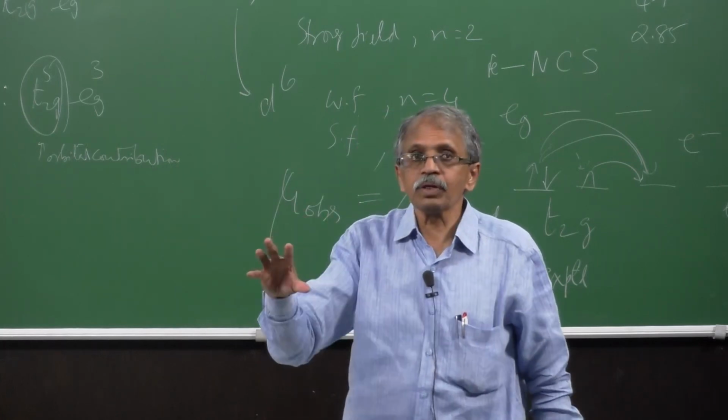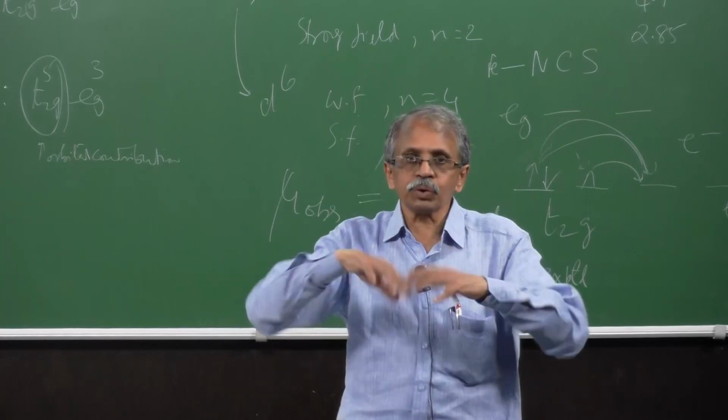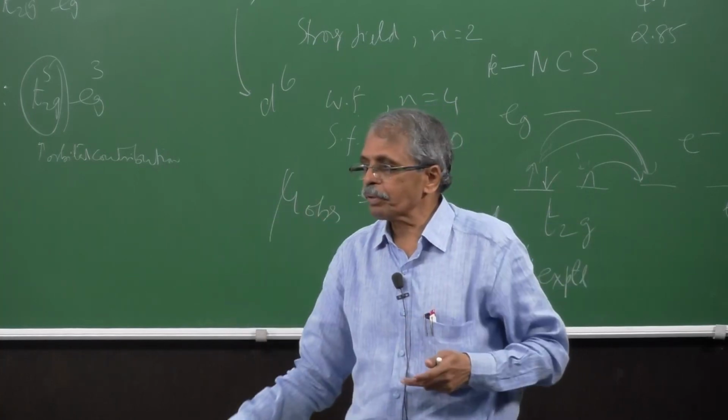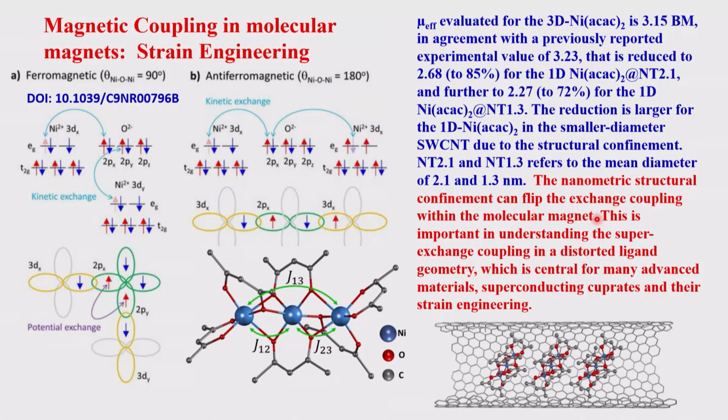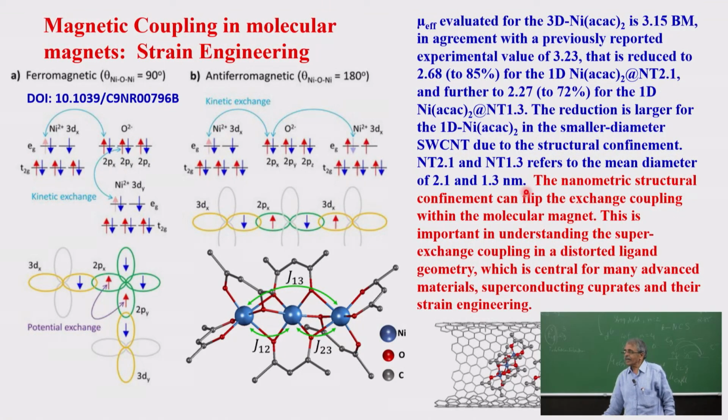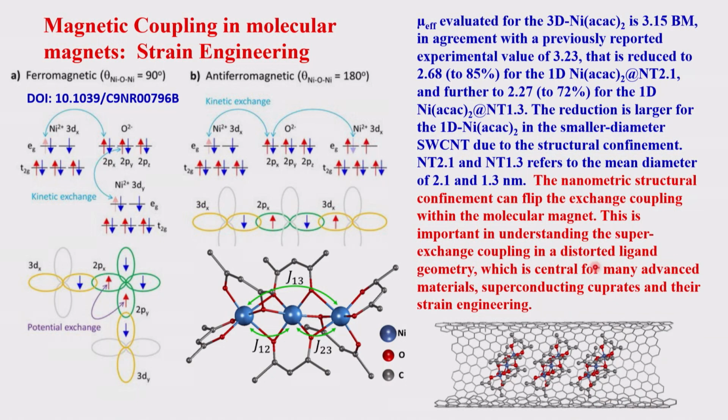And the molecule is forced to sort of assume that particular surface. So, that means the surface is applying a pressure to readjust the structure. That is what we mean by strain engineering, engineering the strain into that. So, this is important in understanding the super exchange coupling. All that coupling which we have studied is called the super exchange coupling. That could be ferromagnetic, that could be antiferromagnetic in a distorted ligand geometry.